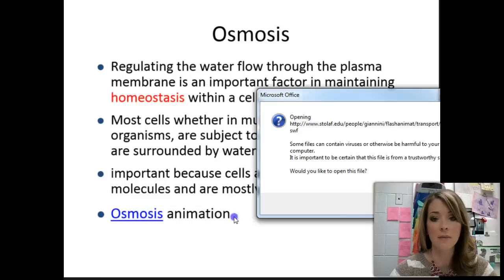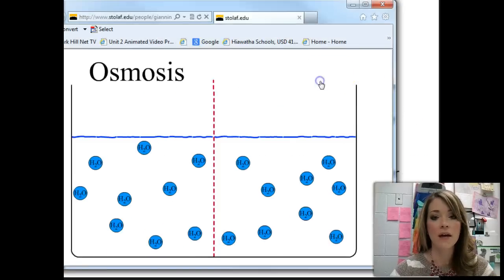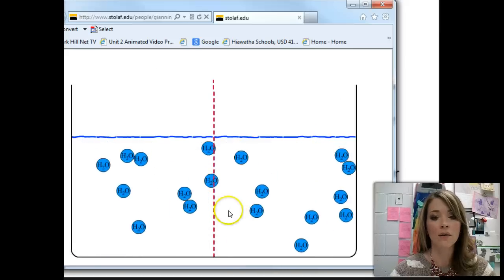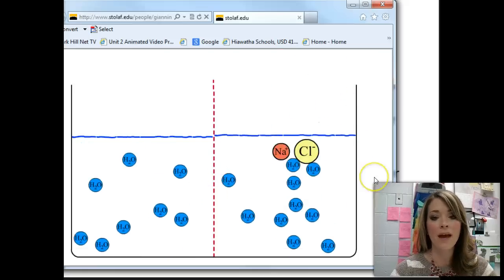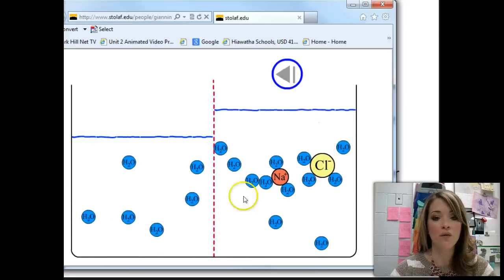See if we can get this animation to work too. All right, this is going to show that when the concentrations are equal for water, the particles are going to move and have about the same equal concentrations on both sides. But when we add salt to this side, this then has a lower concentration of water. So it's going to pull the water this direction. It's going to move the water to the lower concentration side.